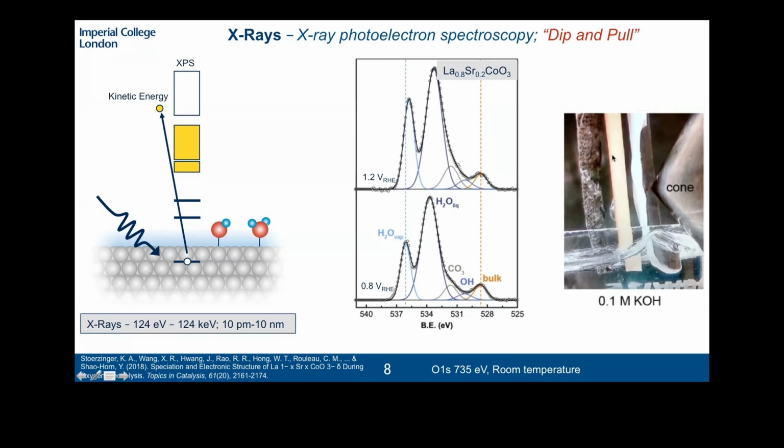This is a perovskite, which is also a good water oxidation catalyst. And here with this dip and pull technique, you can stabilize a really thin meniscus of electrolyte basically by surface tension. You dip this sample in the electrolyte, and then as you pull it out, you have this really thin layer of electrolyte. And then you can basically apply potential and do measurements that way.